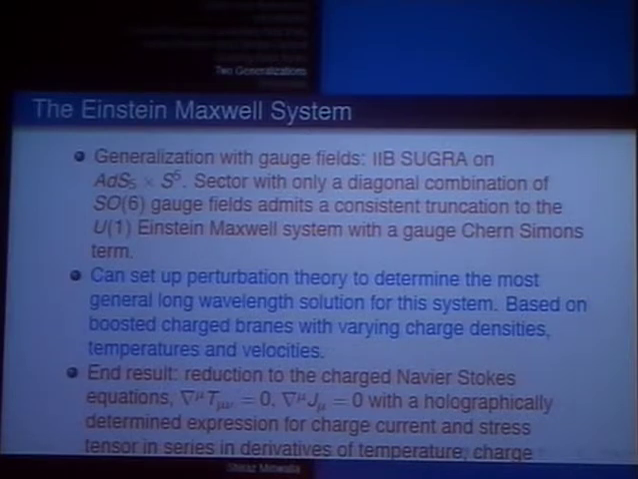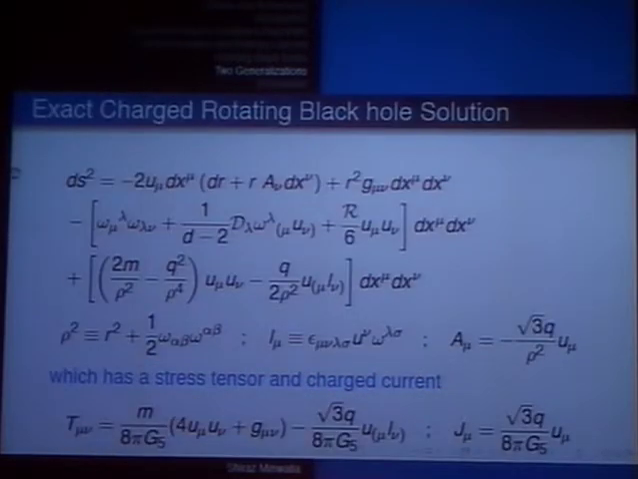The second kind of generalization is to include gauge fields. Once again, this is not universal, we have to look at a particular system. So we looked at type IIB supergravity on AdS5 cross S5. We looked at the sector with only diagonal combinations of SO(6) gauge fields, which admits a truncation to the U(1) Einstein-Maxwell system with a Chern-Simons term. Once again, we can set up the perturbation theory, and the end result is a reduction to the charged Navier-Stokes equations, conservation of the stress tensor, conservation of the current, with holographically determined expressions for charge, current, and stress tensor and a series of derivative expansions.